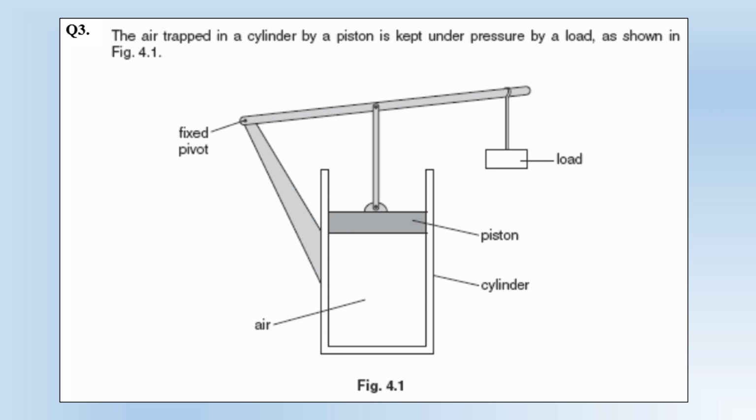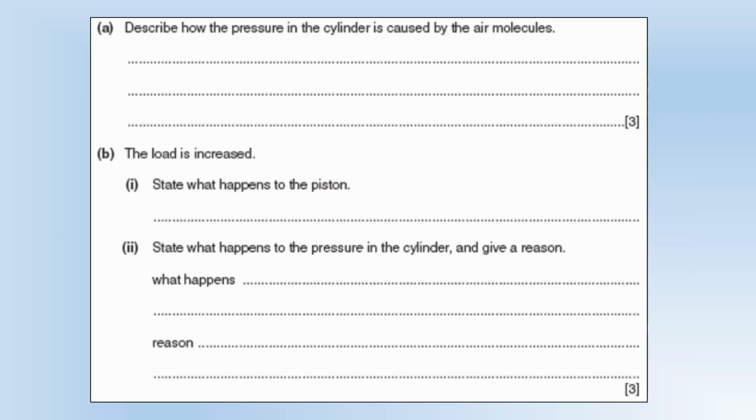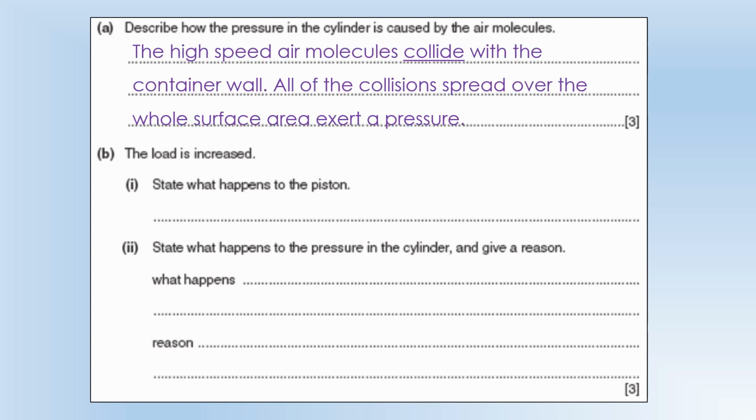So air trapped in a cylinder by a piston is kept under pressure by a load, as shown in the diagram. Okay. Describe how the pressure in the cylinder is caused by the air molecules. So the key is that the pressure is caused by the collisions between air molecules and the container wall. That's the source of pressure.